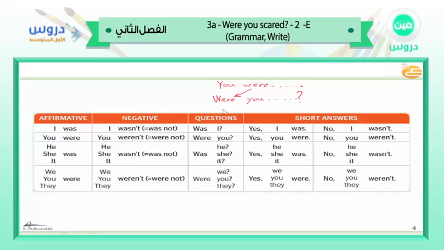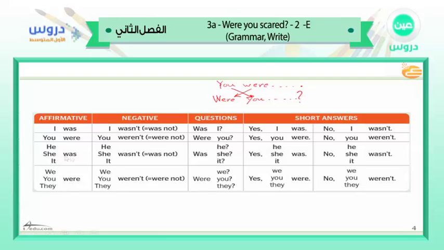Okay, so the questions, and this is you, it should be here, okay? So the questions, we will do the same. The question, I was I. You were I. He was he. It's the opposite, okay? Let's continue. With the questions, we said, were you? Short answers, yes, you were, or no, you weren't.